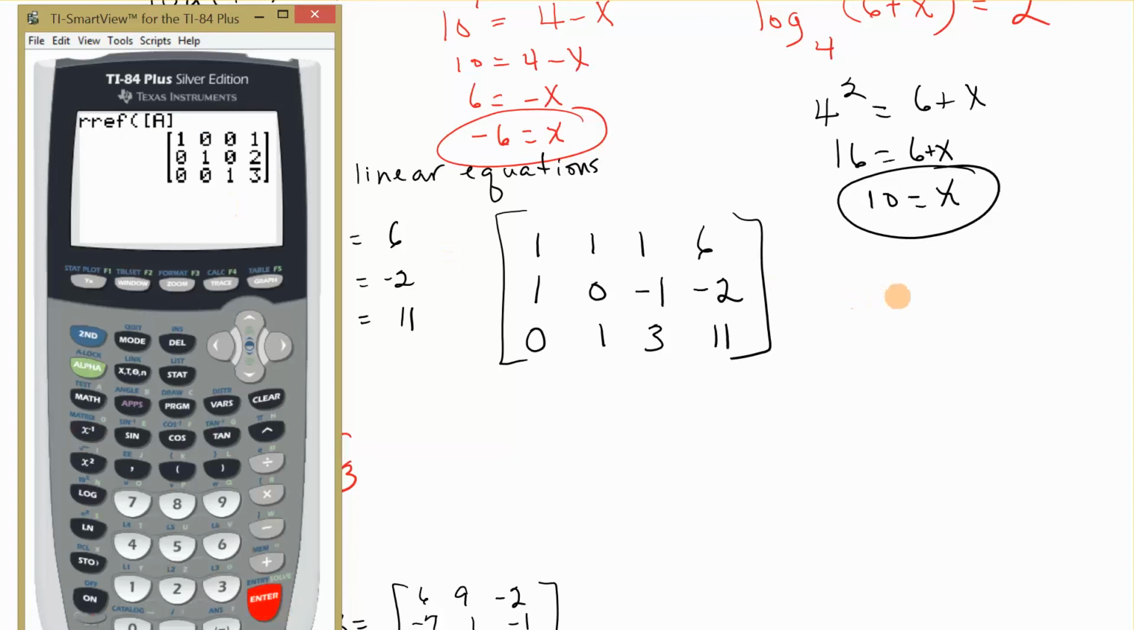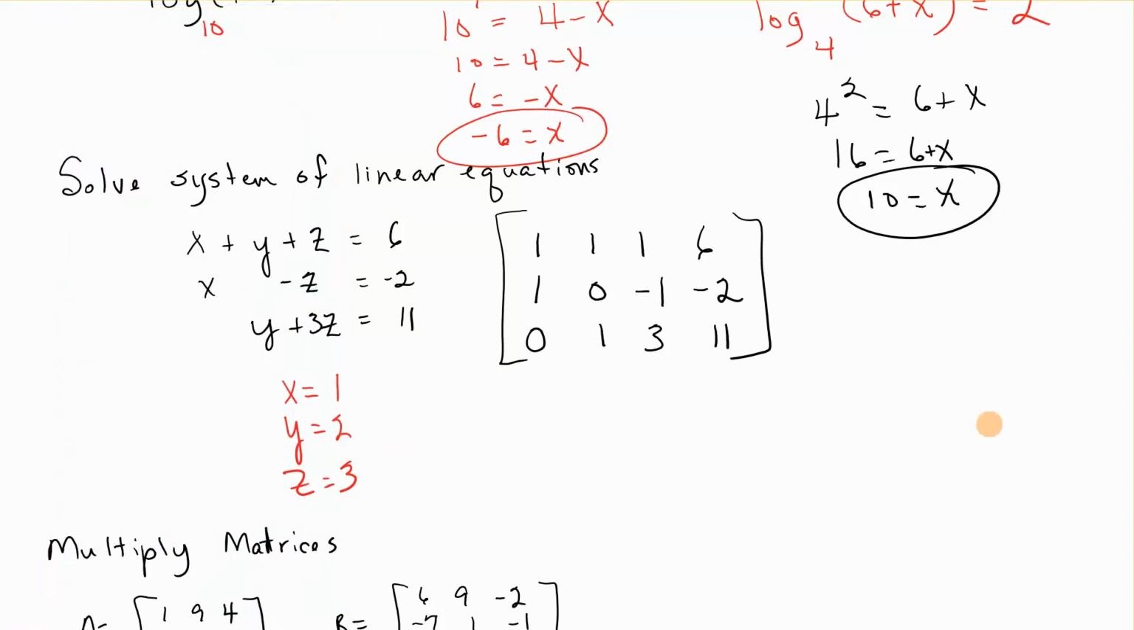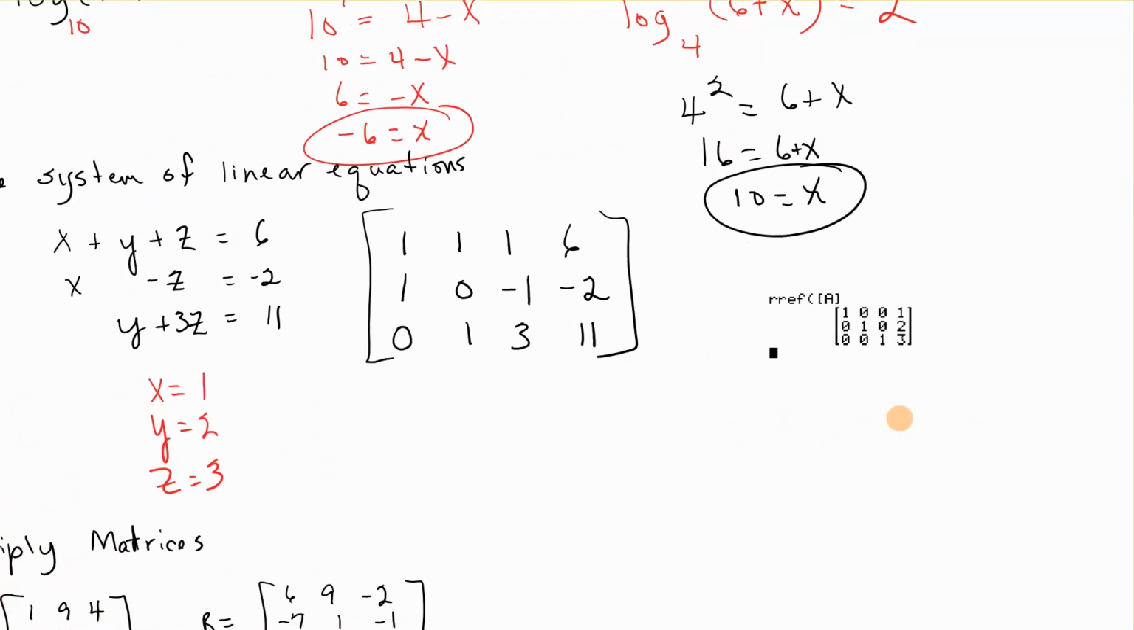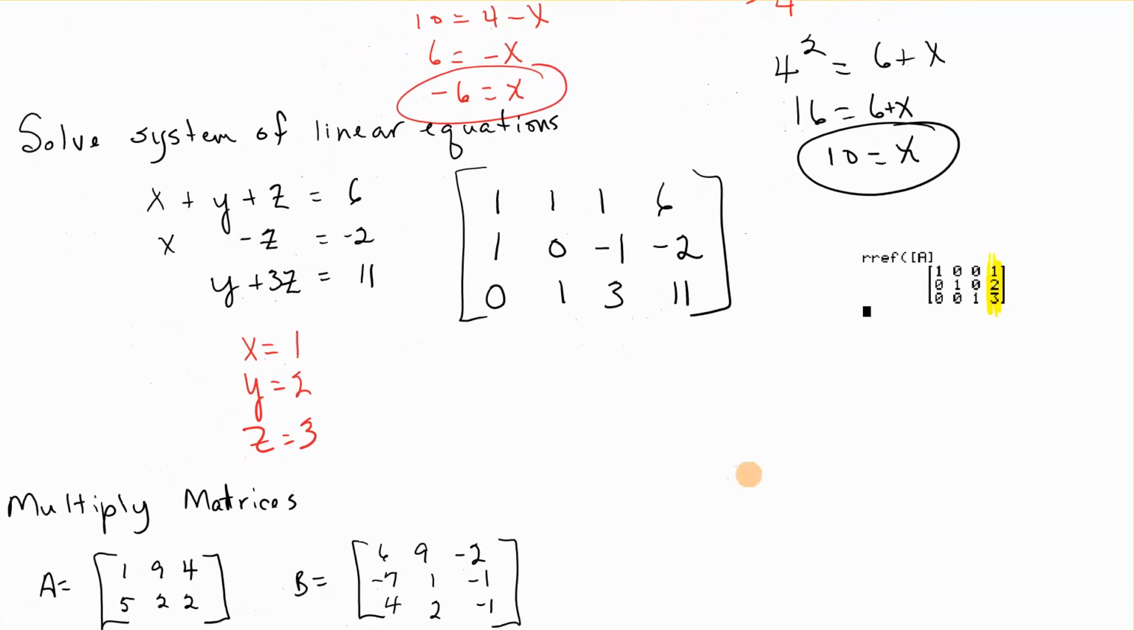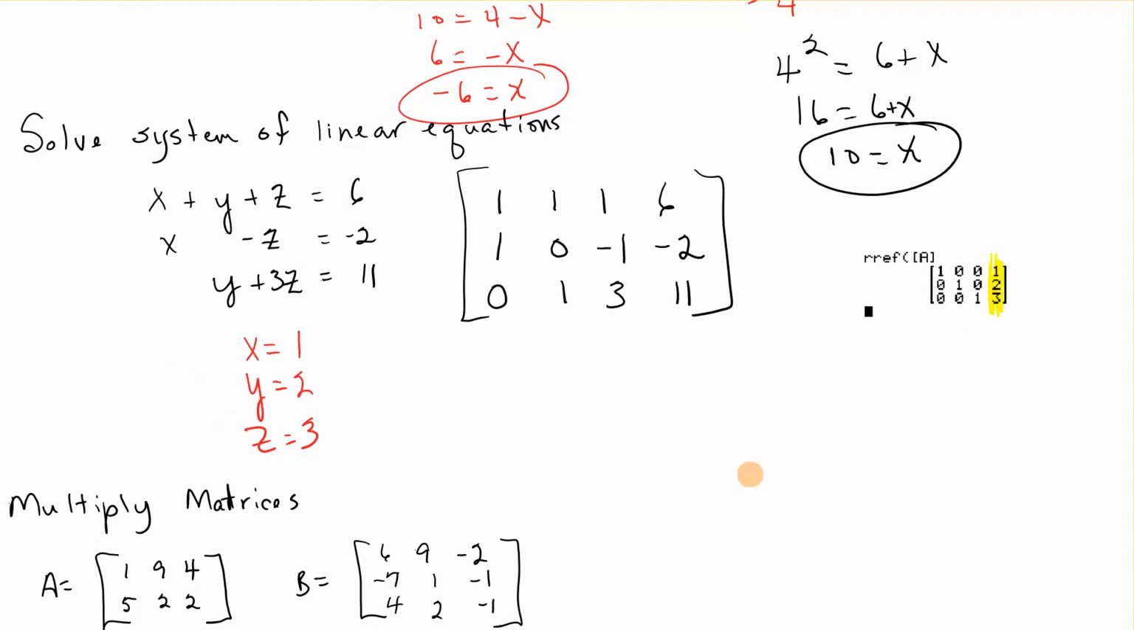Let me pull this over here. There we go. So that's what I got. My answer is right here. X is 1, Y is 2, and Z is 3. All right. So that's pretty easy. There's a sheet of information about that, the matrix information that you could use to help you with that.